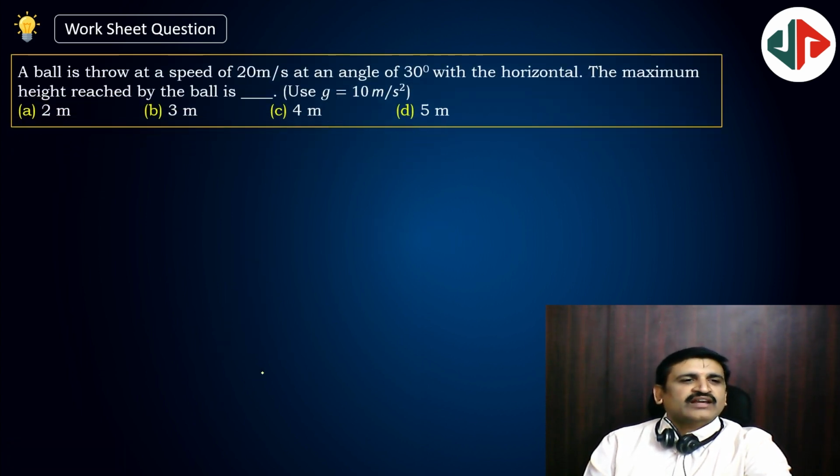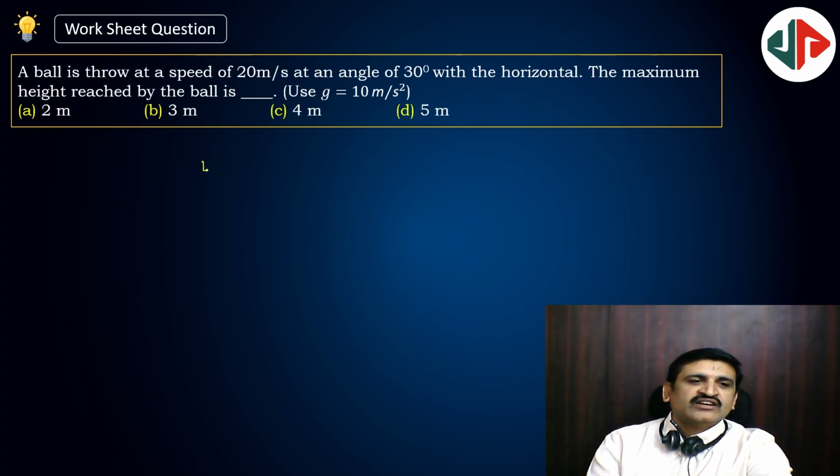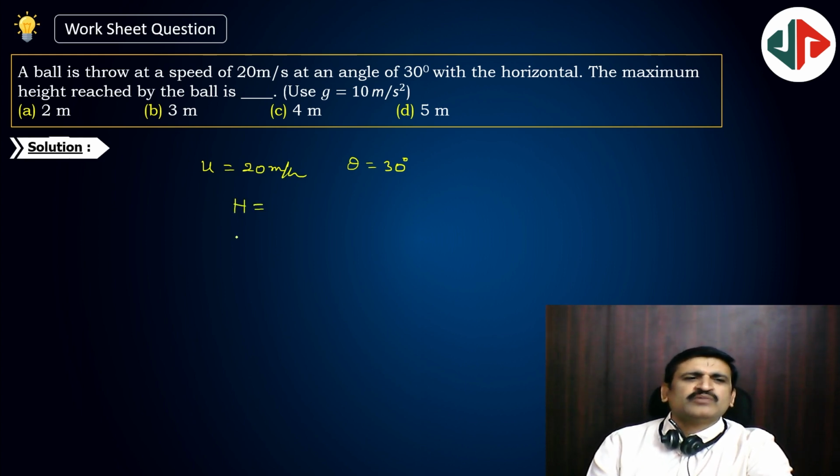Next, a ball is thrown at a speed of 20 meters per second at an angle 30 degrees with the horizontal. u is equal to 20 meters per second at an angle theta equal to 30 degrees. The maximum height reached by the ball. It is motion in a plane, no problem. The maximum height, h is equal to u square sine square theta by 2g. It's nothing but vertical velocity square by 2g only. So that is the logic.